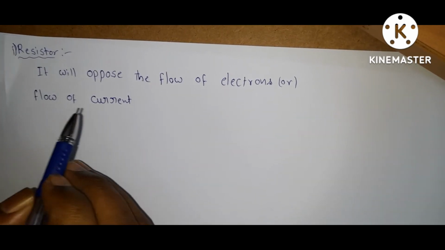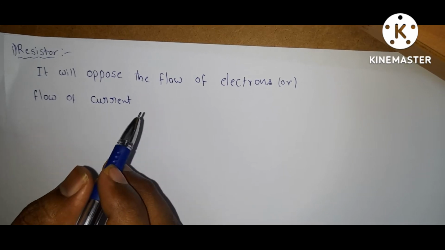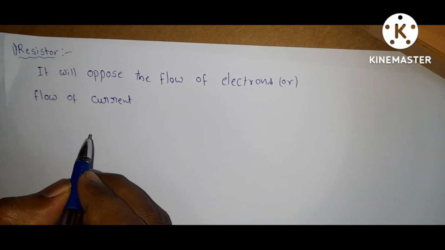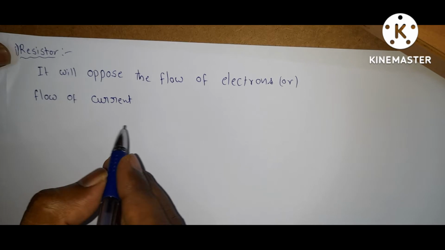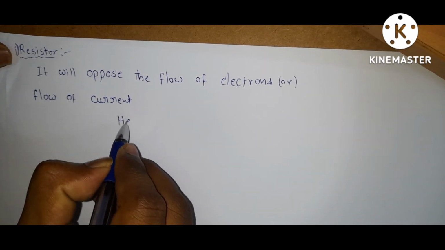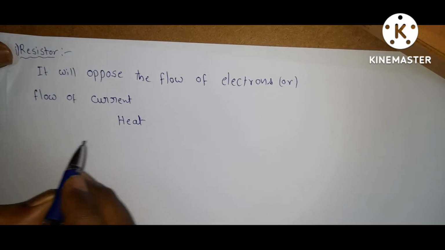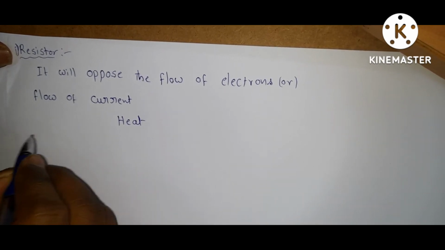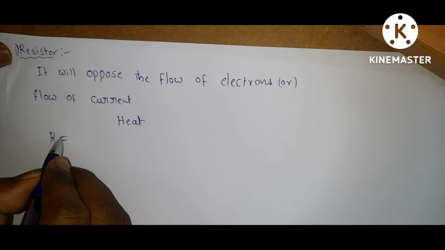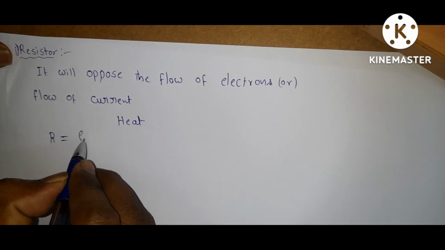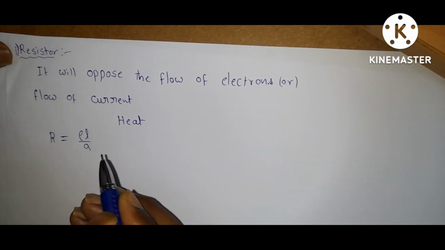That means it will oppose the flow of electrons or flow of current and it will dissipate the energy in the form of heat. And the formula for resistance of any material is given as rho L by A.